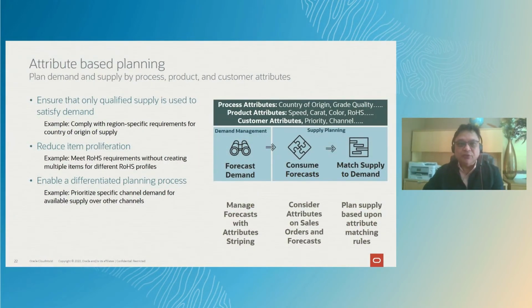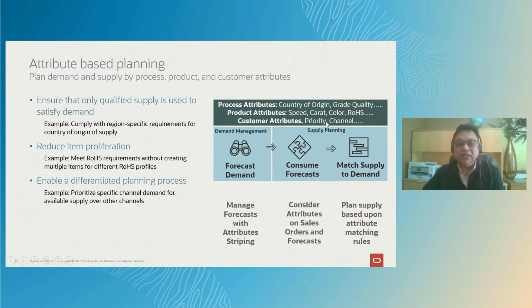So, starting with attribute-based planning, this is not just master data attributes, product attributes, or customer attributes, which of course we manage. This is about demand attributes and matching them to supply appropriately. For example, your customer has a sales order to say, I want supply to be from a specific country of origin, or with a certain RoHS compliance, or with certain attributes of size and speed, as in the case of semiconductor companies. Any of those attributes, whether process, product, or customer attributes, you can match supply to the desired demand.